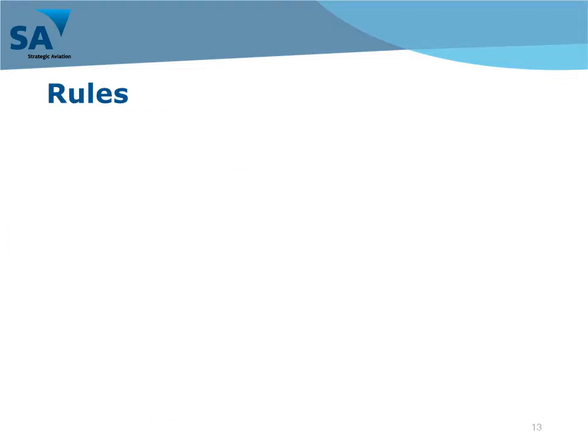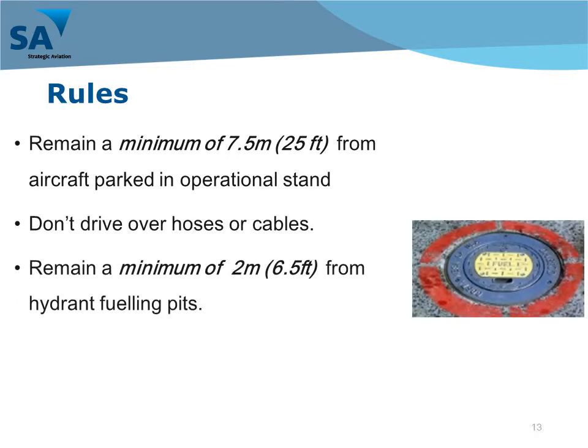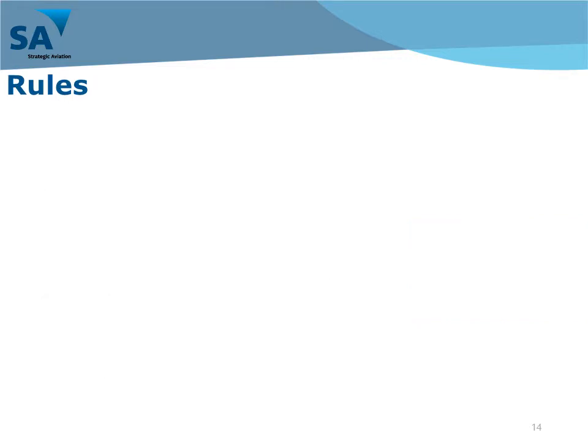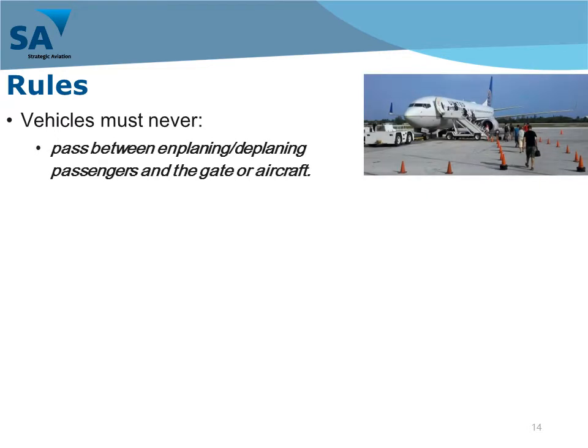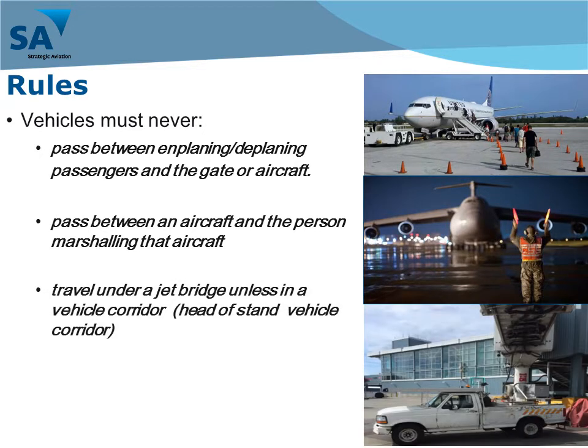Other rules you must follow on the ramp include remaining a minimum of 7.5 meters away from an aircraft parked in an operational stand, unless servicing the aircraft, not driving over hoses or cables, remaining a minimum of 2 meters from hydrant fueling pits, and not parking behind a cart or truck involved in fueling or catering an aircraft. Your vehicle must also never pass between enplaning or deplaning passengers and the gate or aircraft, an aircraft and the marshaller, or travel under a jet bridge unless in a vehicle corridor.